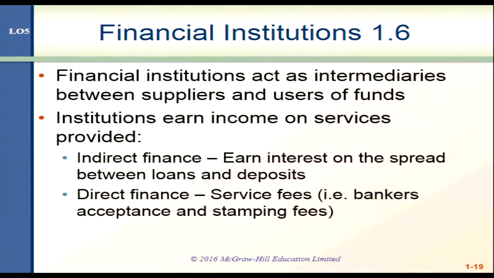So is your earned income on service provided through indirect finance, such as the interest that's earned on the spread between the loans and the deposits. So the loans given out to companies, and also the deposits received from the investors. And also we have the direct finance, which is a direct response to the particular activity provided, such as service fees, such as bank acceptance, and also stamp duties or stamping fees. So these are some of the charges for the services provided by the financial institutions.